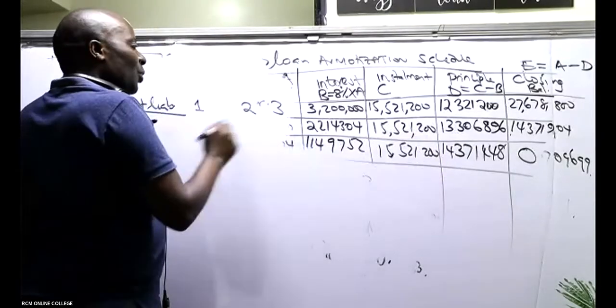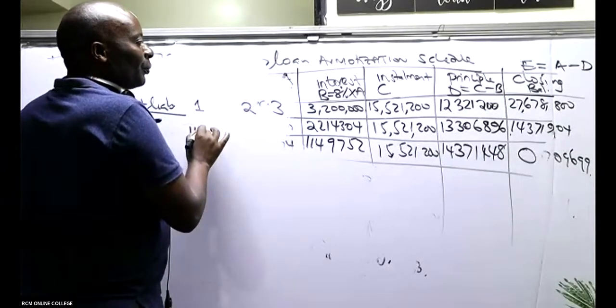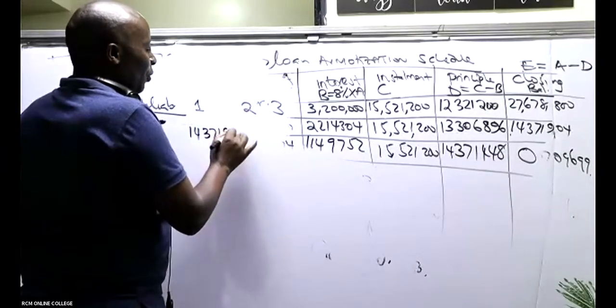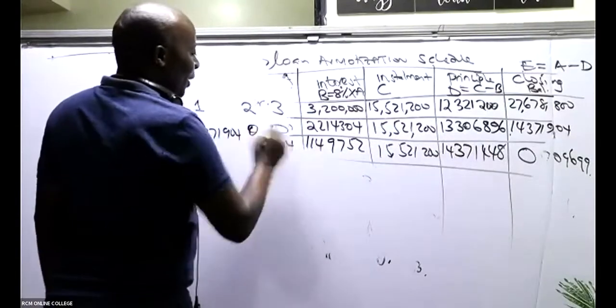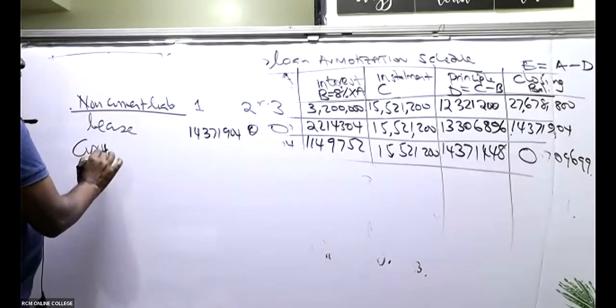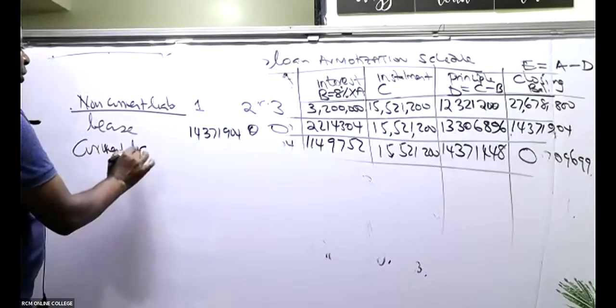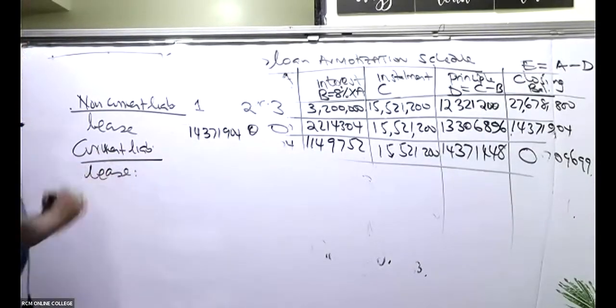So when it's non-current, you can't begin from year 1. So then we have year 2: 14,371,904, and then of course we have this one here, which is 0. The other one is not there. And then now you come and ask yourselves, what about the current liabilities? Current liability. So in this case here, we call these the lease.